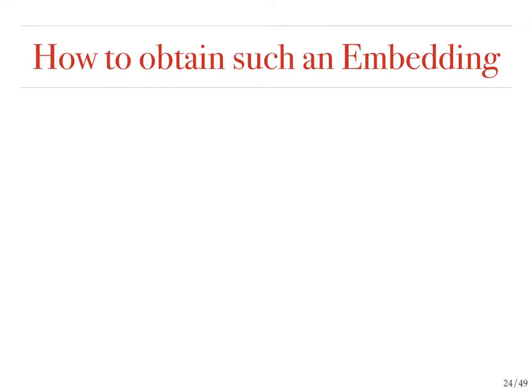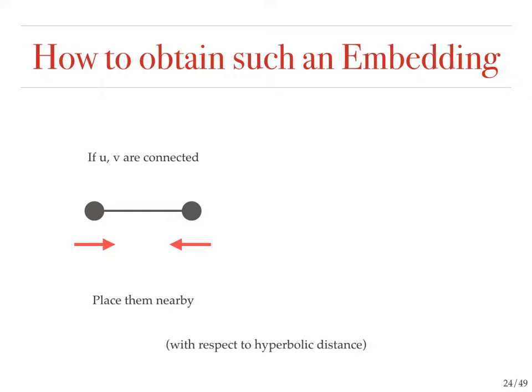So just a very rough introduction. What do you actually want to do when you want to obtain such an embedding? Your input is a graph, just a graph structure of nodes and edges. And what you want to do is, if two nodes are connected, you want to place them nearby in the embedding, so in the hyperbolic plane. And if two nodes are disconnected, you want to place them far apart in the hyperbolic plane.